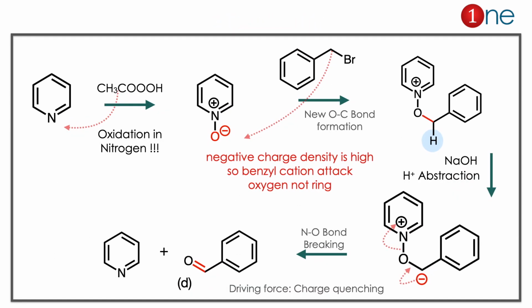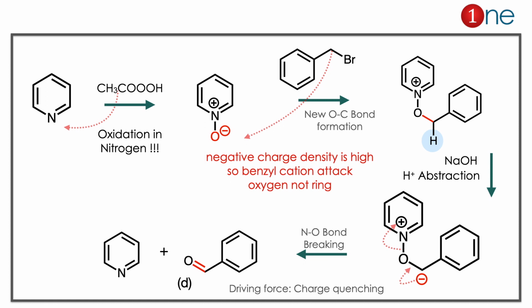The starting material, you are having nitrogen, and you are using peroxide. So the oxidation at nitrogen occurs there, you have an N-oxide formation. Next step, you are using benzyl bromide. Benzyl bromide always attacks the electron-denser position, so the attack is happening on oxygen. So the attack happens, and you have a new O-C bond formation.